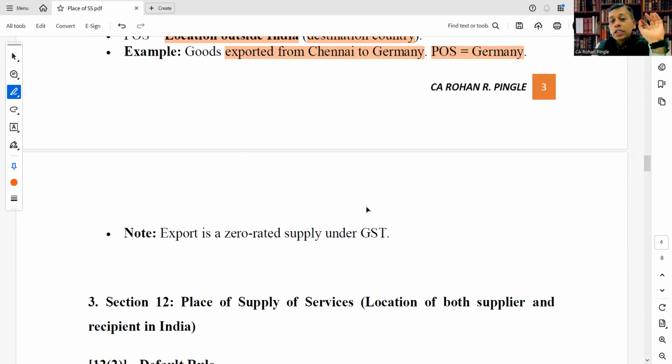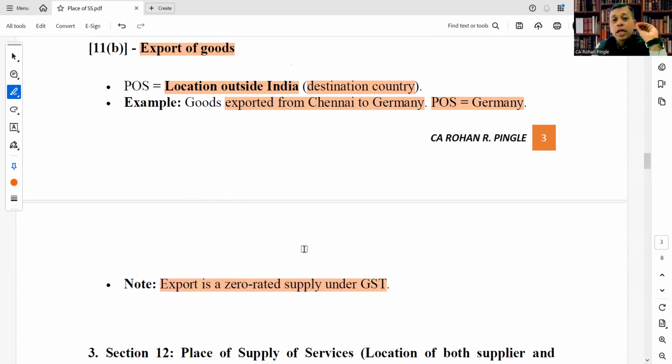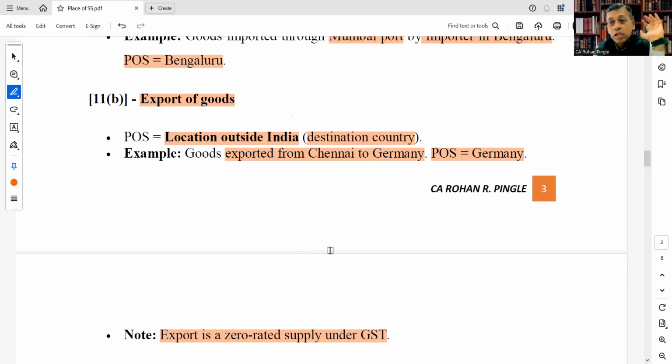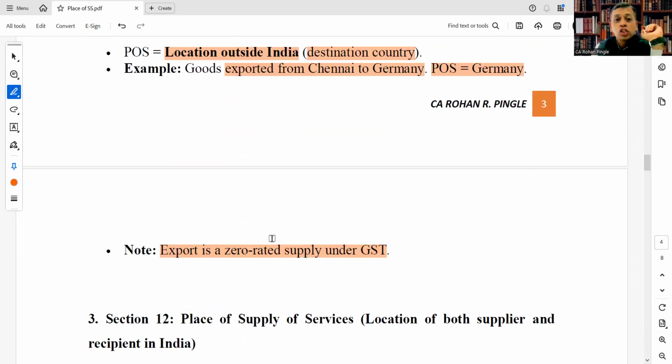Export is a zero rated supply under GST. Please note this down. It means it is not exempted. It is taxable, but at zero rate. So export is a zero rated supply under GST. Please keep this in mind. It is not exempted; GST is leviable, but at a zero rate.